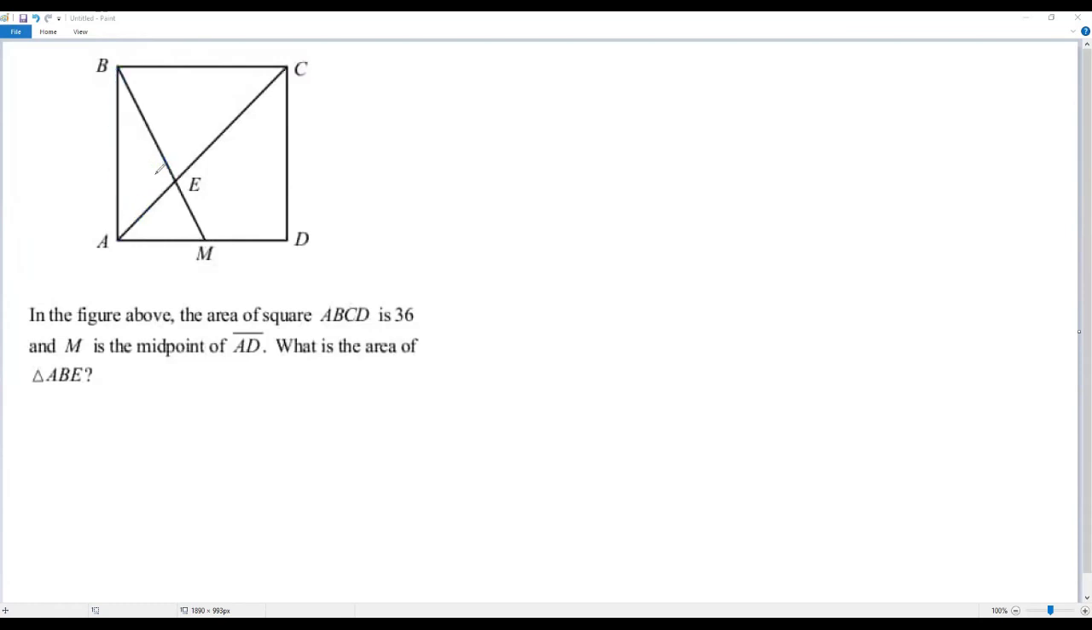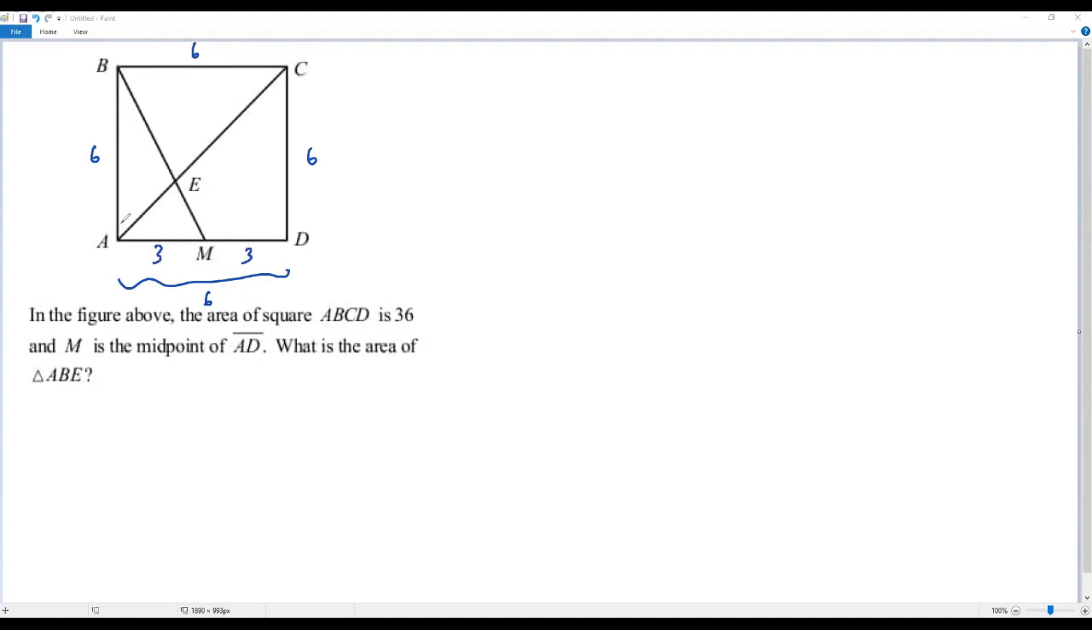Here we have the area of the square ABCD. To get the length of each side of the square, we have to take the square root of the given area. The square root of 36 is 6. So the length of each side of this square is 6. The length of this side AD is also 6. Since M is the midpoint of line segment AD, M will divide the length of AD into 2 equal parts. That is, it will divide 6 into 2 equal parts. Then the length of AM is 3 and MD is also 3.